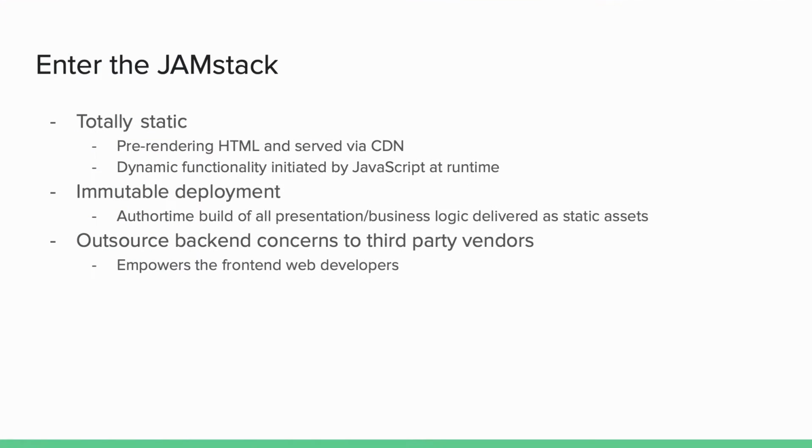And this is where the JAMstack came in. And the idea here is that we're going to build a totally static artifact by pre-rendering everything. And then we serve it via CDN. And any JavaScript or any dynamic functionality is going to be done by JavaScript at runtime, which is great because we all love JavaScript. And it's kind of cool because the deployment is immutable. Nothing's really changing. We're just going to mash all our code into this one artifact, and it's going to be the same everywhere.